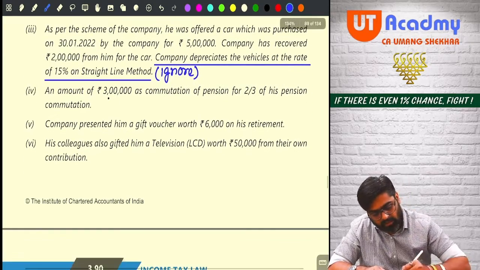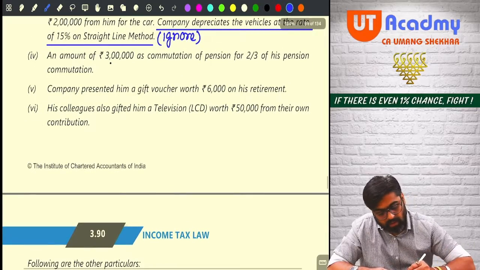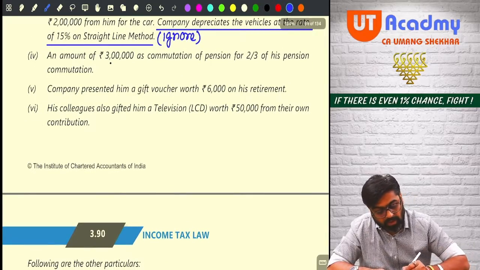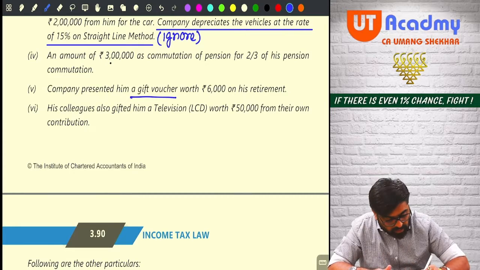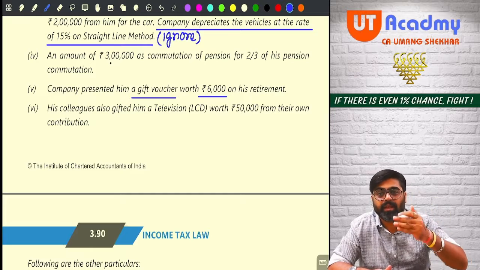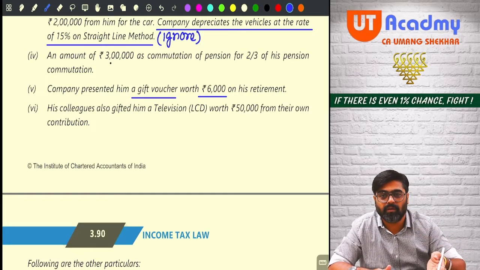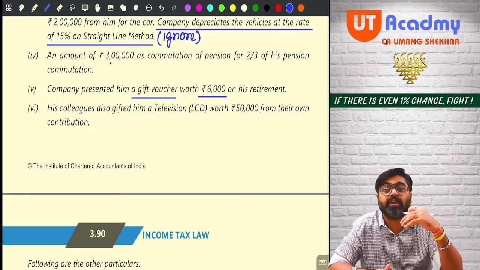Then he is getting commuted pension also, after commuting 2/3 of his monthly pension. Company presented him a gift voucher worth 6,000. He is getting a gift, meaning he is getting a perquisite. Gift voucher means gift in kind, not gift in cash.